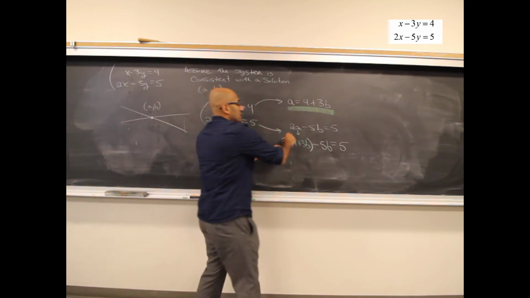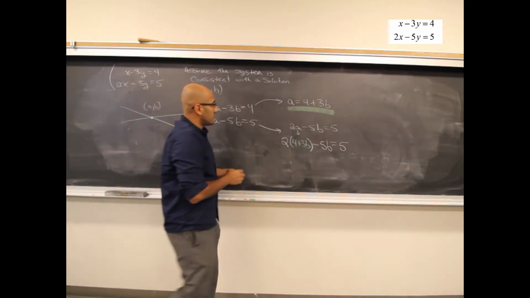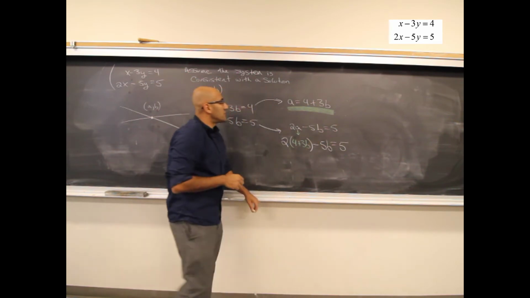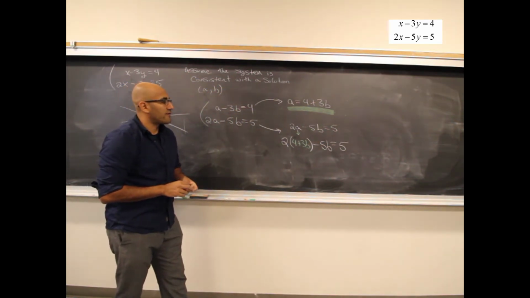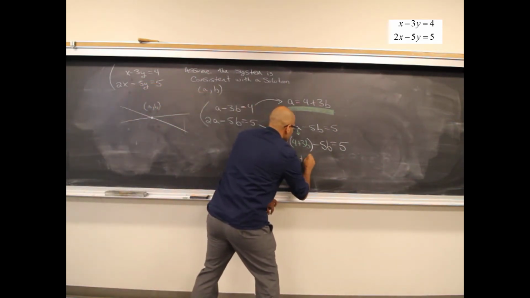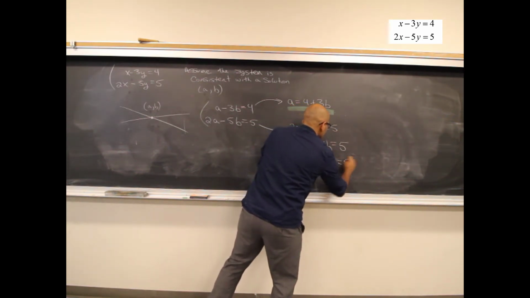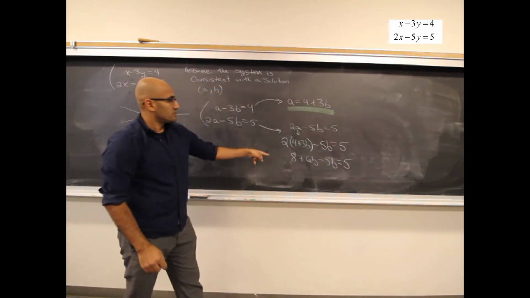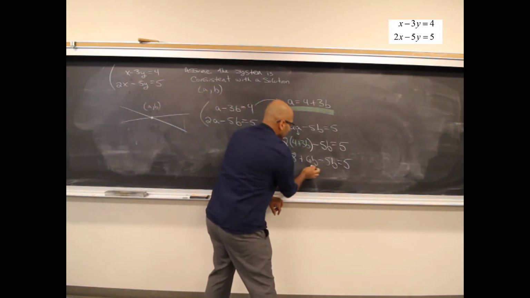Then I'm going to distribute, combine like terms, and simplify as best I can. It only has B's in it. So I'm going to distribute, combine like terms, and solve for the value of B. If I distribute, I get 8 plus 6B minus 5B equals 5. So moving this over and solving, I end up with B from here.